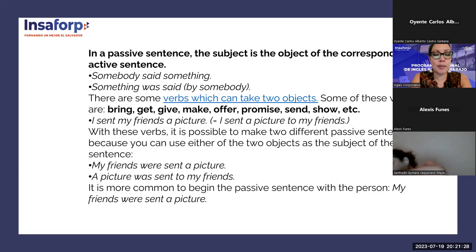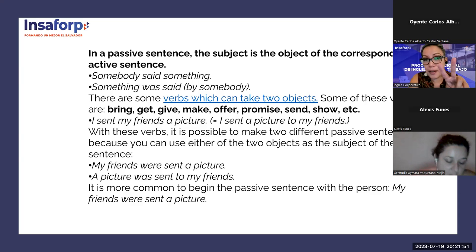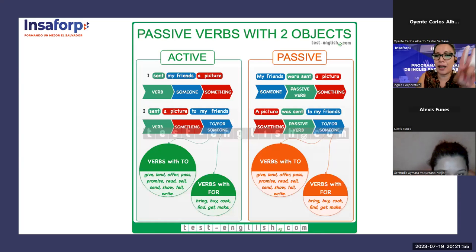Hay algunos verbos que toman dos objetos, que es lo que vimos ahorita. Estos verbos son bring, get, give, make, offer, promise, send y show. Después de esos verbos tiene que ir un object. Y pueden tomar dos objects. Si ven ahí, I sent, ¿el qué? A picture, ese es un object. ¿A quién? A my friends, son otro object. ¿Y qué es lo que vimos anteriormente? Es la misma oración, ¿verdad?